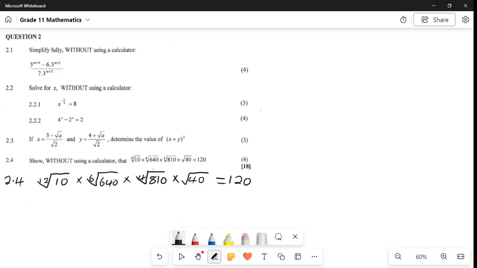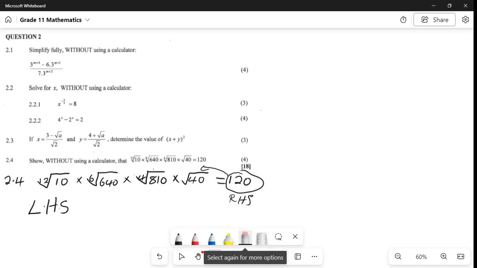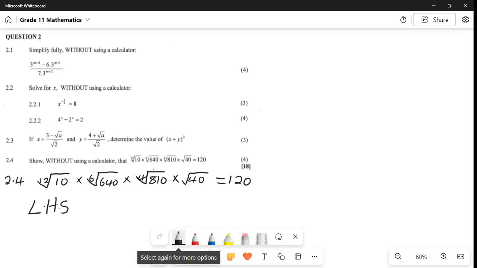So I choose to deal with the left hand side. You always need to show which side you are dealing with. If you were dealing with 120, trying to make it look like this, then you would say you are dealing with the right hand side. But we can see 120 is just a single value there. That will not be so easy to calculate back and bring to what we have on the left hand side. So we are dealing with the left hand side.